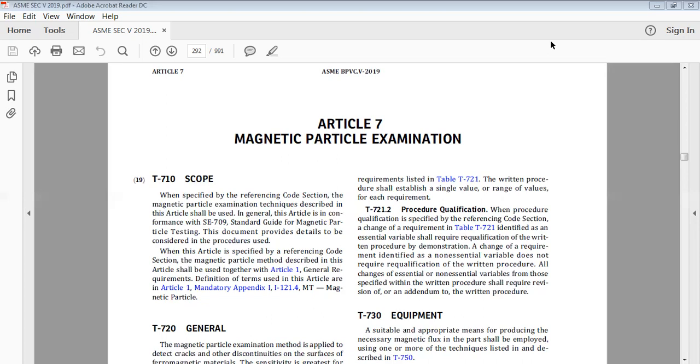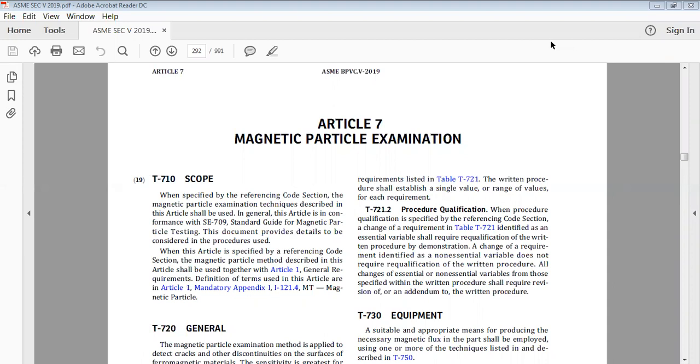Based on magnetization, there are two types of magnetization. One is longitudinal magnetization, and the second is circular magnetization. This longitudinal magnetization we do with the help of a yoke and coil. Okay, everybody knows the coil technique. The current is going circular and the magnetic field will be longitudinal. And for circular magnetic field, we are using central conductor, prods and headshot.